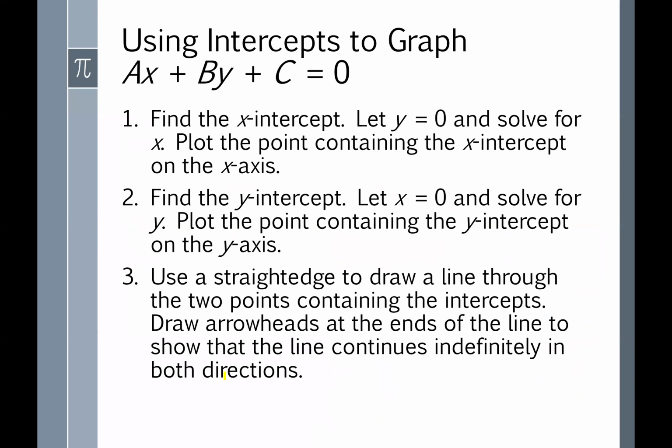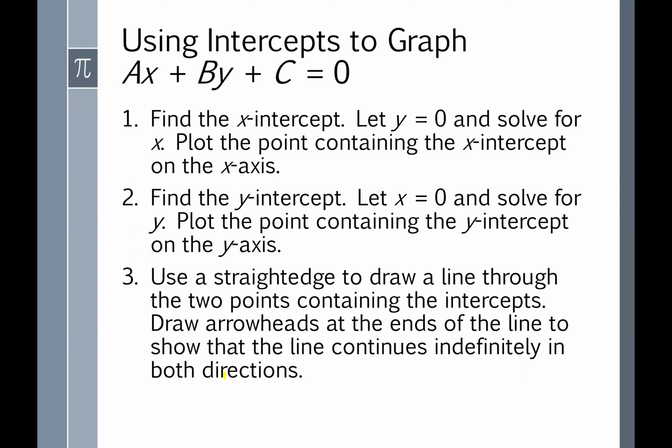Okay, so how do you use the equation of a line in general form to graph the equation? You can use this form to find the intercepts. To find the x-intercept of a line, remember, if you are on the x-axis, y is equal to 0. So to find the x-intercept, you set y equal to 0 and then solve for x.